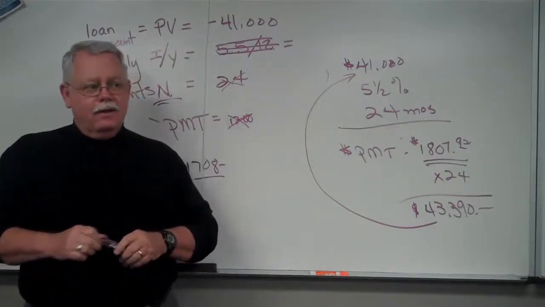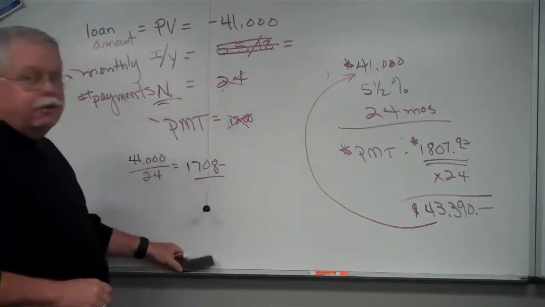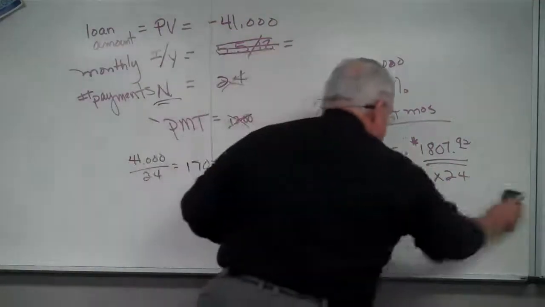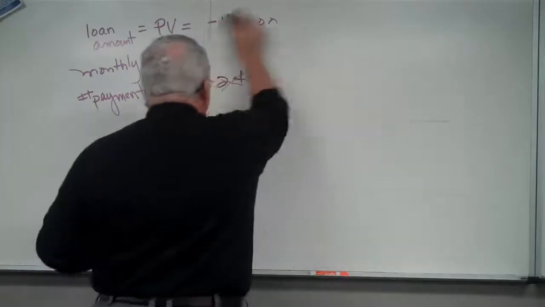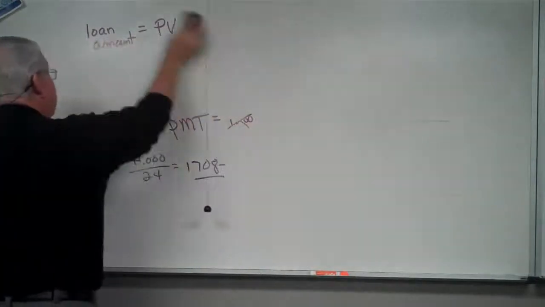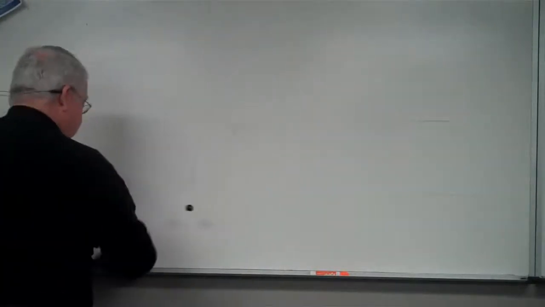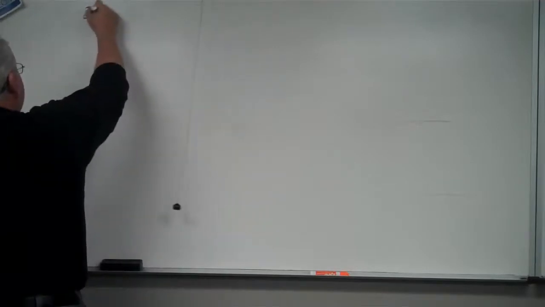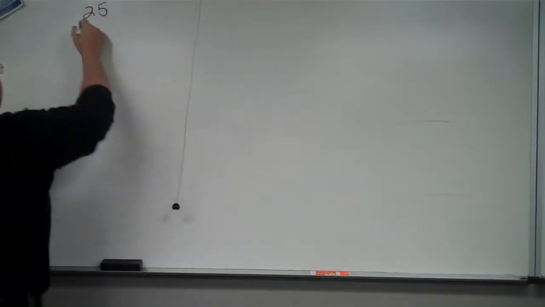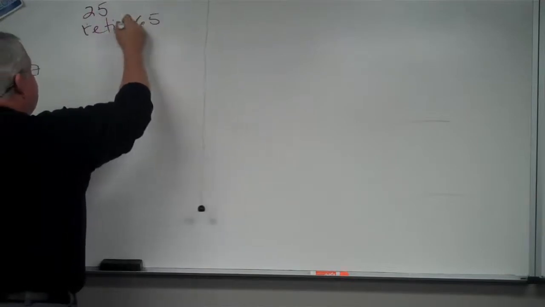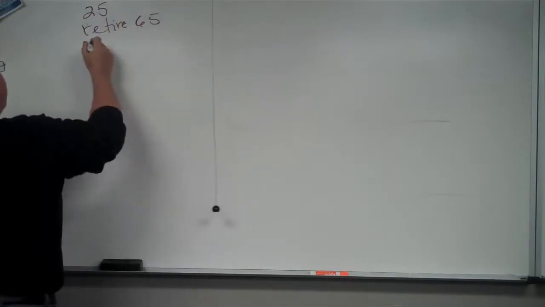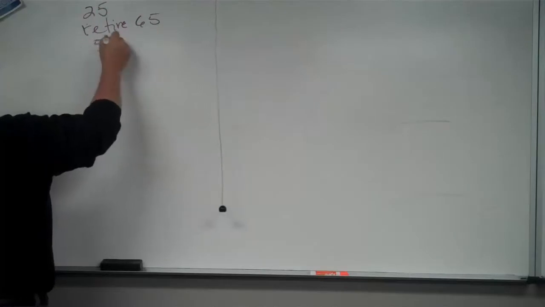All right? Let's do one last time value problem, just as practice. This is the old retirement problem. Okay? You are 25 years old. You're going to retire at age 65. You can earn 5% on your money.